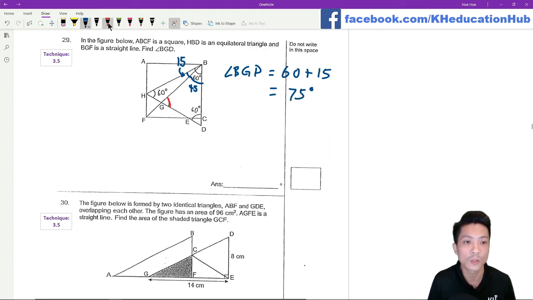Okay, I'm using a shortcut way, but if you want to do it the longer way, you can always find this angle over here first. This angle over here will be 180 minus 75, which is 105. Right, once you know that this is 105 here, then use 180 minus 105 again to get 75.